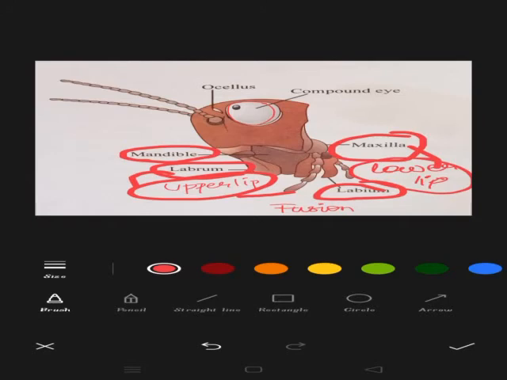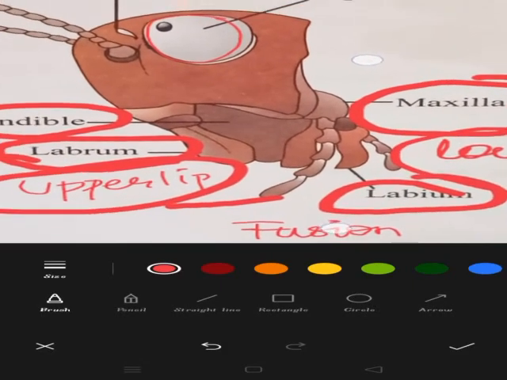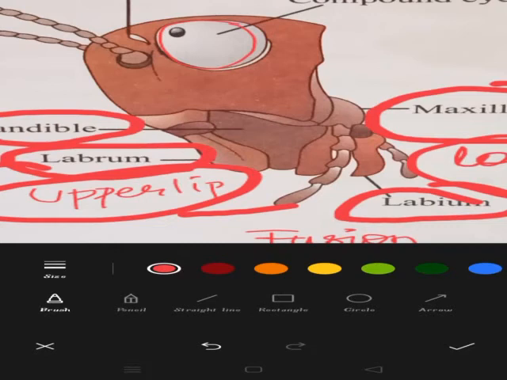So let us discuss the thorax. It is the second part of the body. It consists of three main parts: the first, prothorax, second, mesothorax, and third, metathorax. The head is connected with the thorax by a short extension of the prothorax, known as the neck.